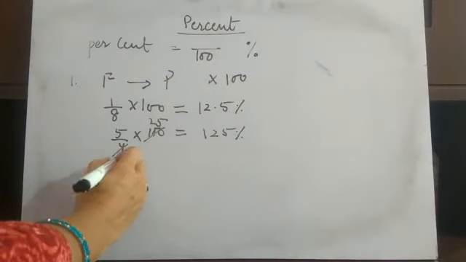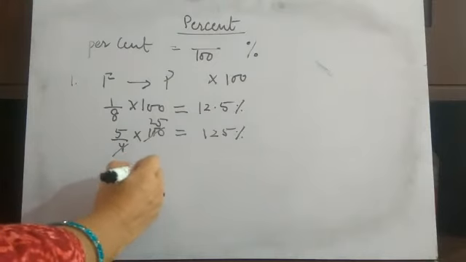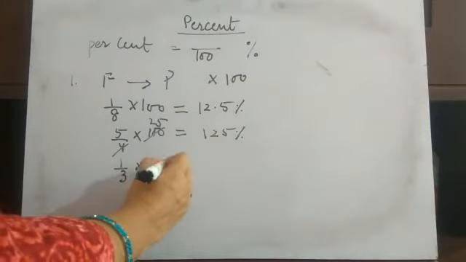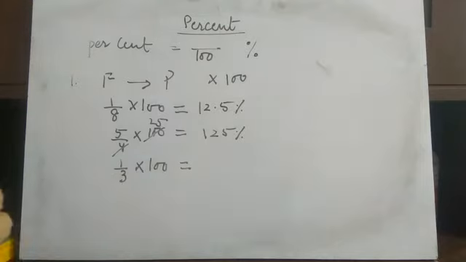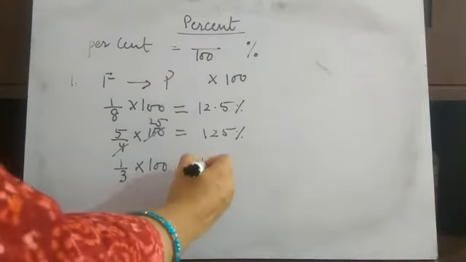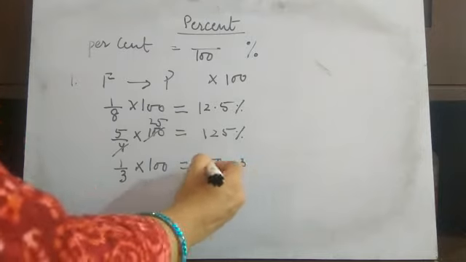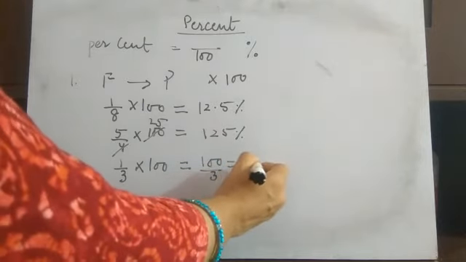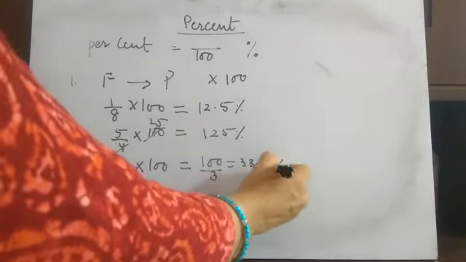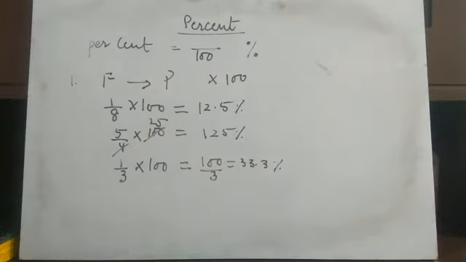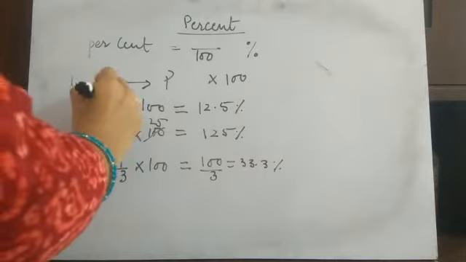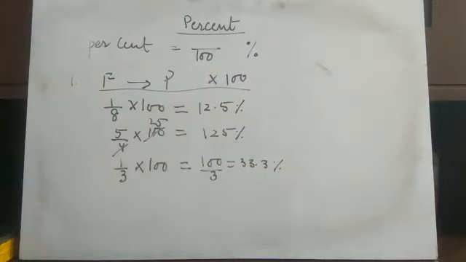One more example we will take: 1 by 3, let us convert. So 1 by 3 into 100 will give you 100 upon 3. 3 3s are 9, 10, again 3 3s are 9, again 3, so 33.3%. This is how we convert a fraction into percent, that is, multiply the fraction by 100.